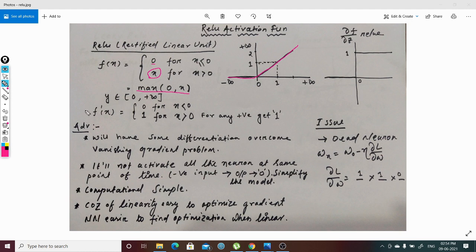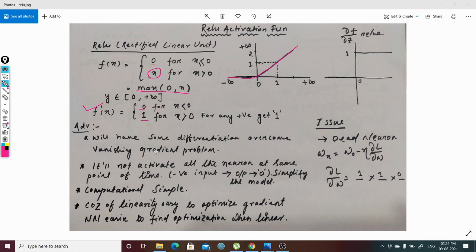But in the backward propagation, when we try to calculate the derivatives, the derivative of the ReLU activation function will give you zero for any negative or zero values, or one for any positive value. So if your input is positive, in the backward propagation the derivative would be plus one. Okay, so let's see what the advantages are.